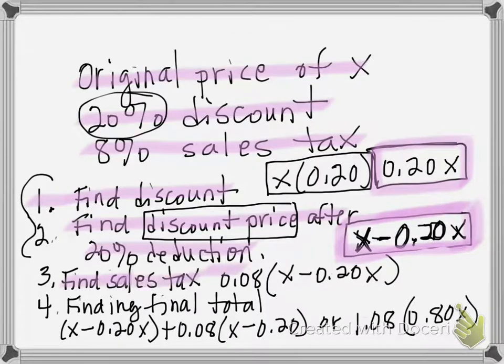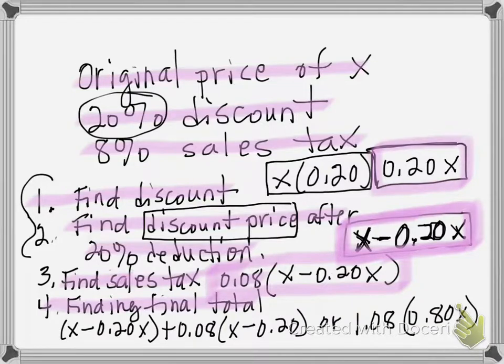Okay, so if we find the sales tax, then we're just going to multiply this right here, the x minus 0.20x, by the tax rate, which is 8%, which as a decimal looks like this, 0.08. Okay. After we do that, we're going to find the final total. And that final total is going to be these two expressions put together.